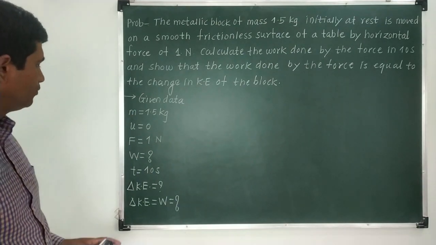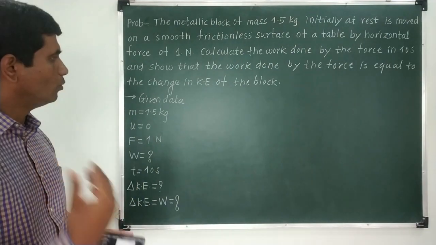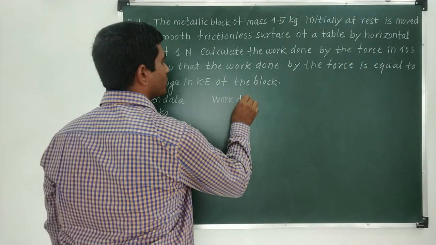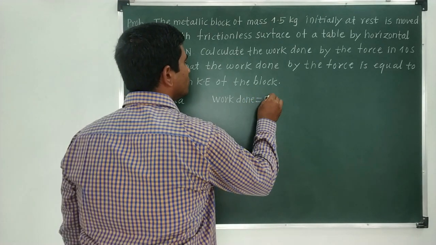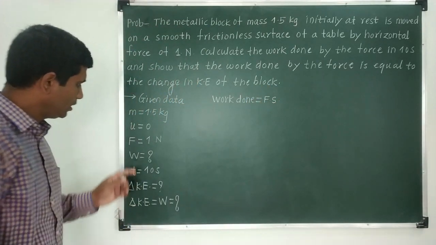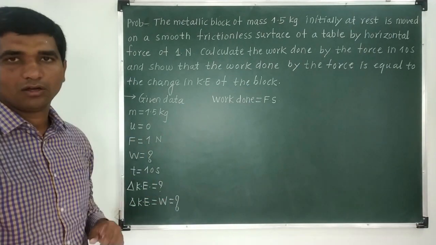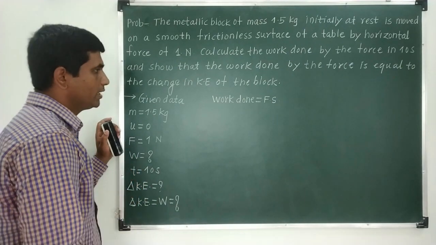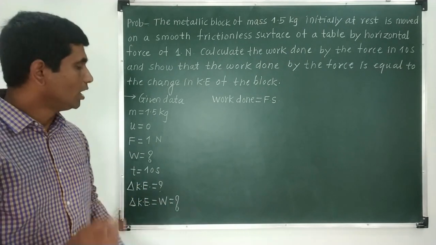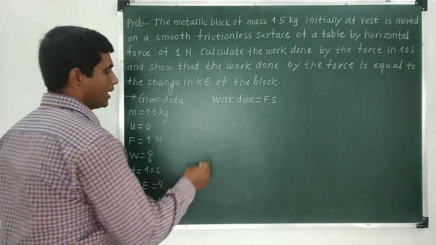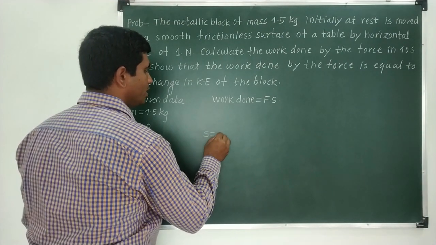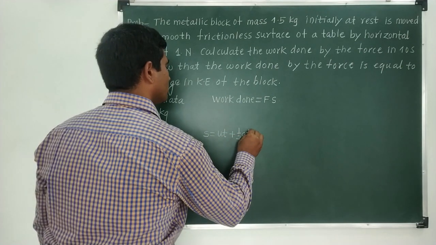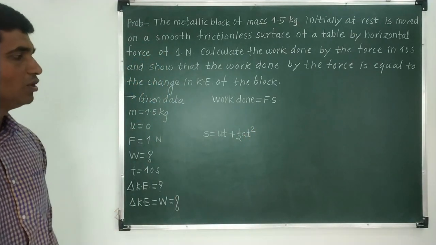First of all we will try to calculate the work done. Work done has the formula force into displacement. Work done is equal to force into displacement. We have the force but we don't have the displacement given in the problem. So we will try to calculate the displacement from the kinematical equation. The kinematical equation which involves the displacement is S is equal to ut plus 1/2 at square.